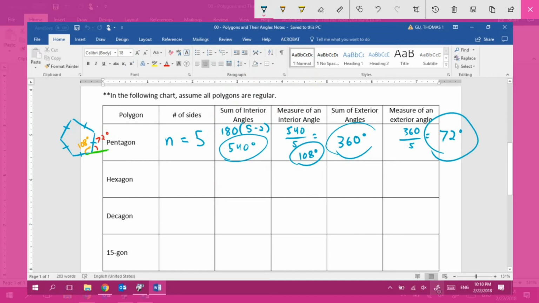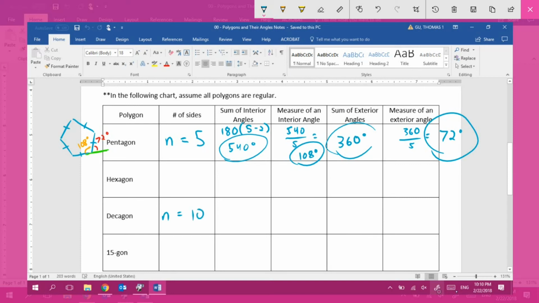All right, so now I'm going to do the decagon with you. I'm not going to draw a decagon because that's probably a little too difficult. But let's just fill out the chart. Decagon, number of sides, 10. That's what deca means, 10, decade, 10 years.